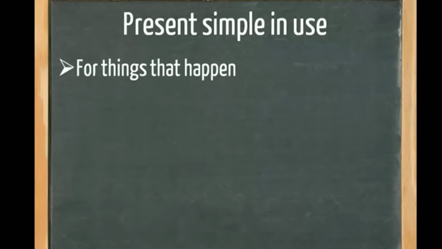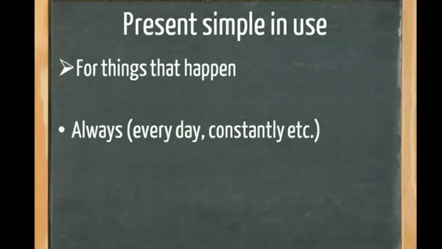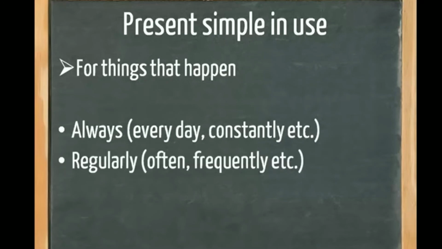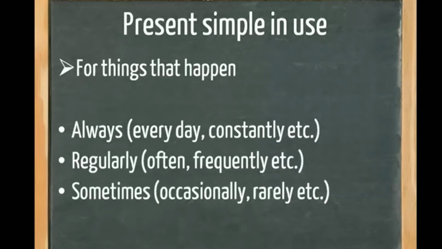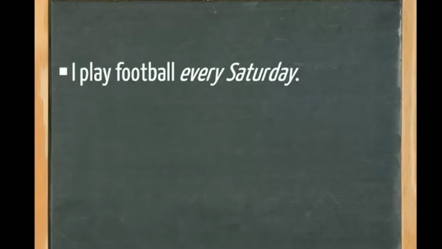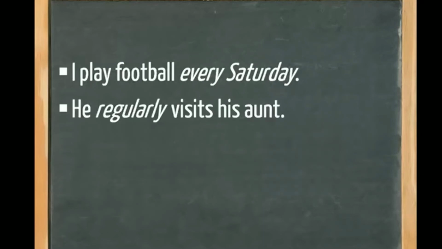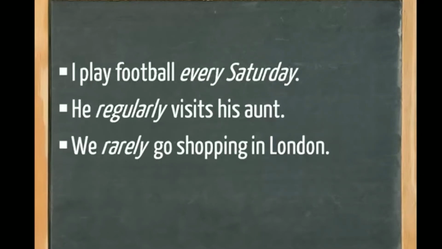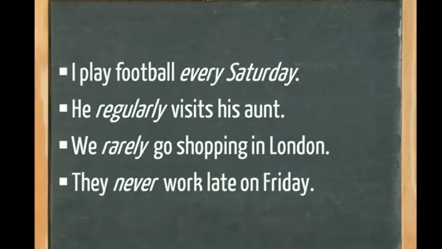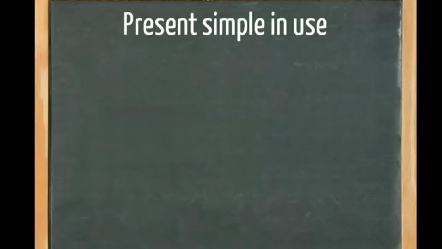First, we use the present simple for things that happen always, such as every day and constantly, regularly, such as often and frequently, sometimes, such as occasionally and rarely, and never. For example, I play football every Saturday. He regularly visits his aunt. We rarely go shopping in London. They never work late on Friday.